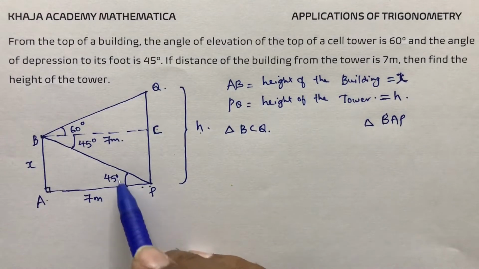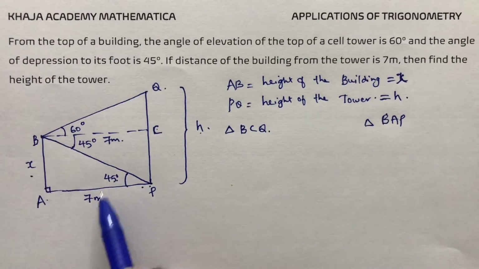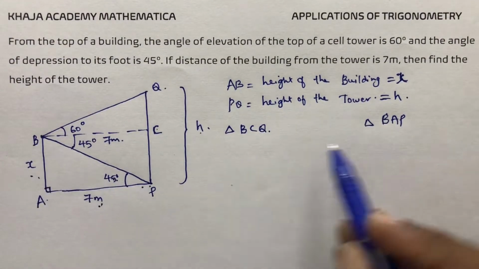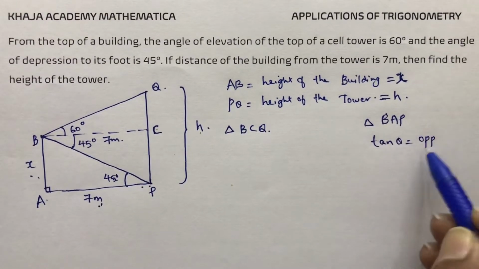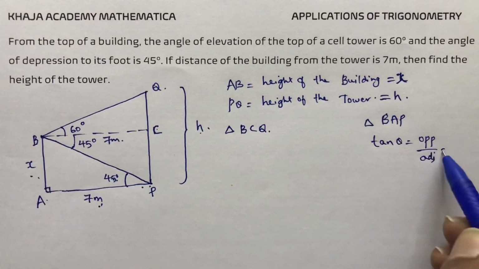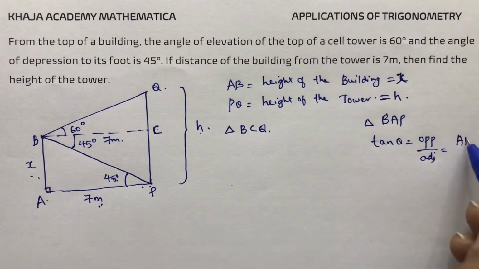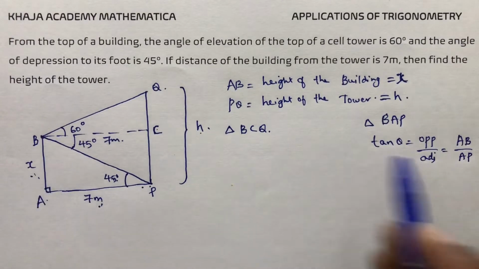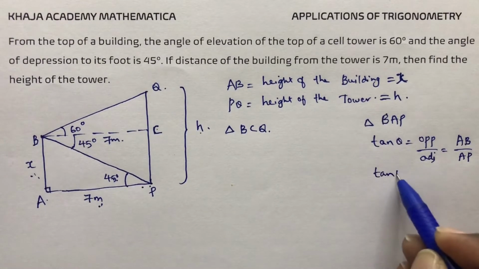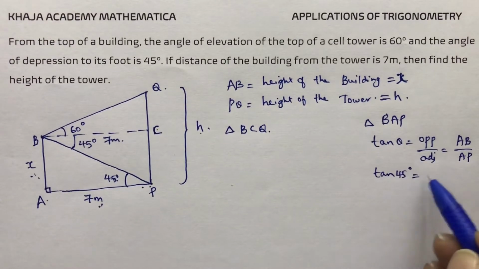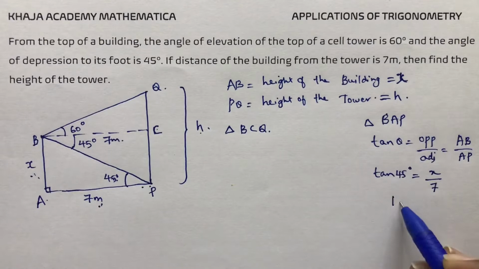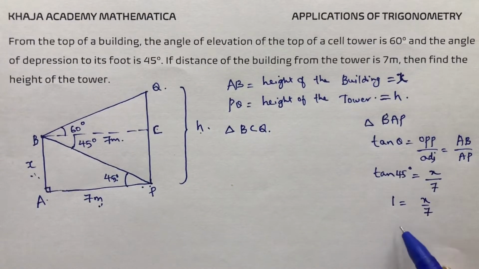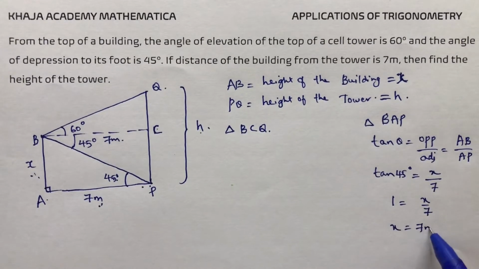In BAP, tan theta is opposite by adjacent. So in this triangle, opposite is AB, adjacent is AP, so tan 45 degrees, opposite is X, adjacent is 7. Tan 45 is 1 equals X by 7, therefore X equals 7 meters.